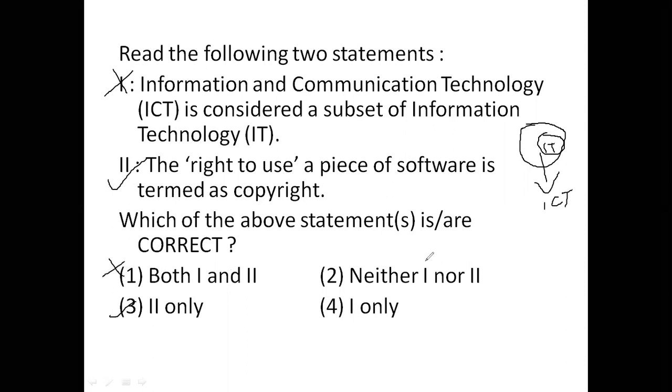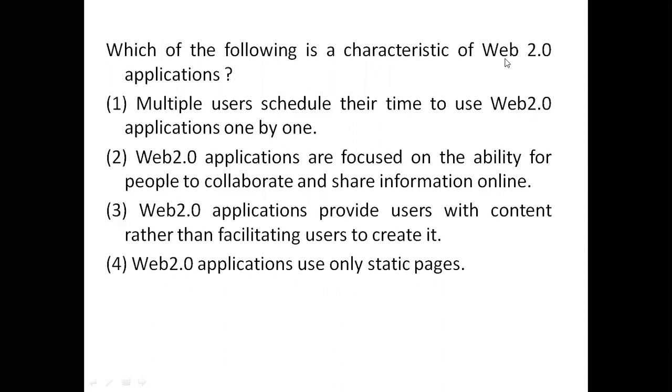You can't go for both being right because only one statement is right. Neither nor means both the statements are wrong. No, the second statement is right. One statement is not true. So we can generalize here that in ICT, the copyright on software is the most important thing. Let's move on to the next question.